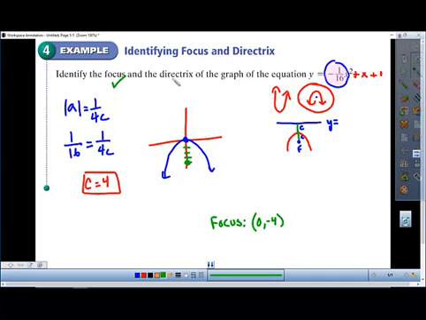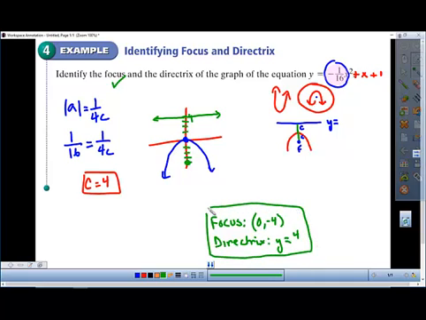Check. Okay, now the directrix is going to be a linear equation. Remember, it's going to be a y equals equation. I've got to figure out where it's at. So it's going to be 4 units away in the opposite direction. So this is at 4 as well, so my directrix is going to be a horizontal line that goes like this. So y equals 4, and that's how you do that. Okay, so kind of basic.